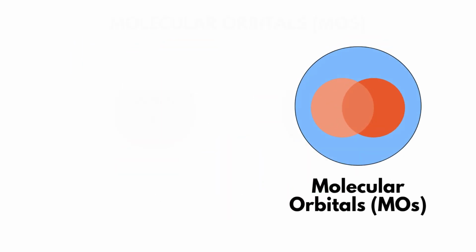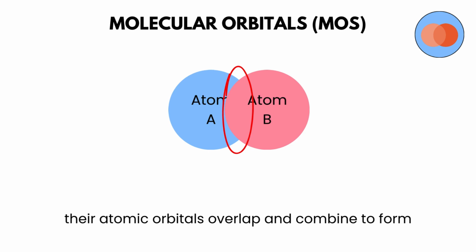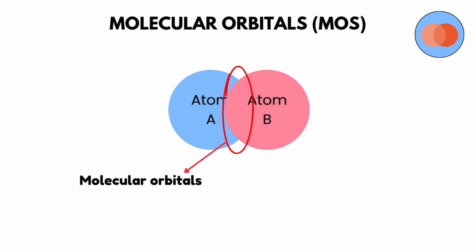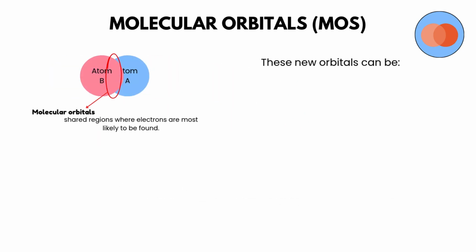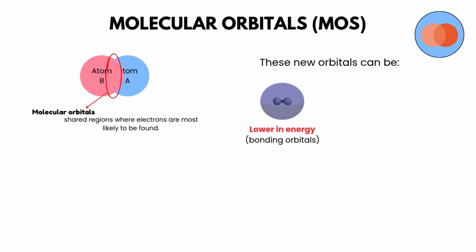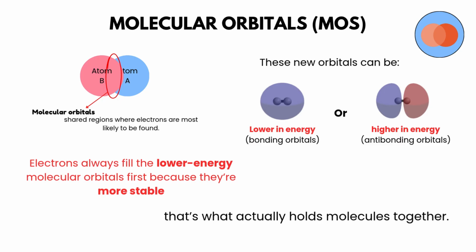Molecular orbitals. When two atoms come close enough, their atomic orbitals overlap and combine to form molecular orbitals, shared regions where electrons are most likely to be found. These new orbitals can be lower in energy bonding orbitals or higher in energy antibonding orbitals. Electrons always fill the lower energy molecular orbitals first because they're more stable. That's what actually holds molecules together.